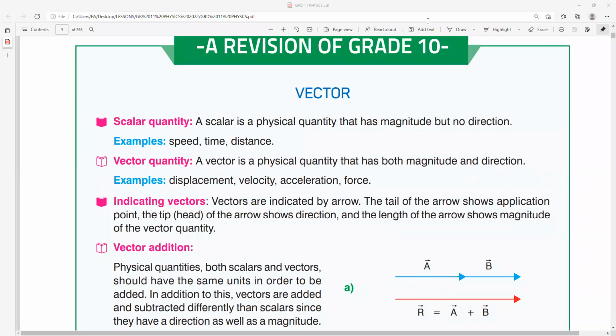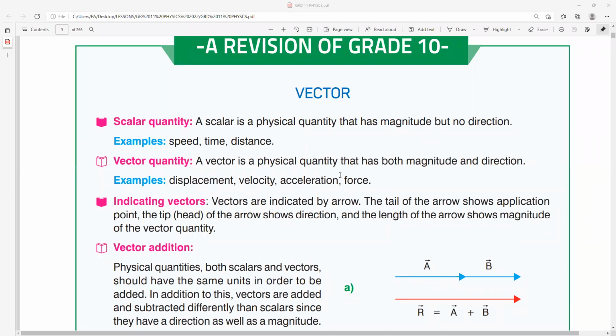Vector and scalar quantities. First of all, vector from last year, you know already. Scalar quantity is a physical quantity that has magnitude only, no direction. Examples: speed, time, distance. And then we have more. We can add temperature, and then what else? Mass also we can add here.